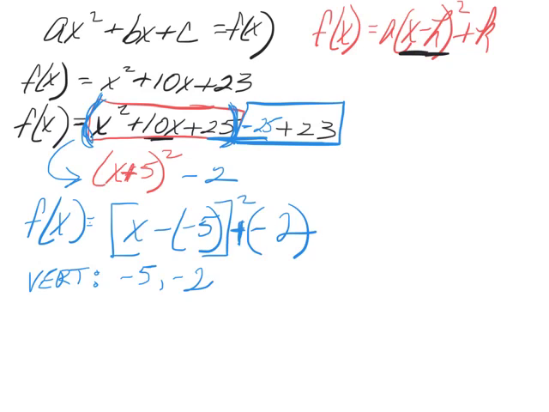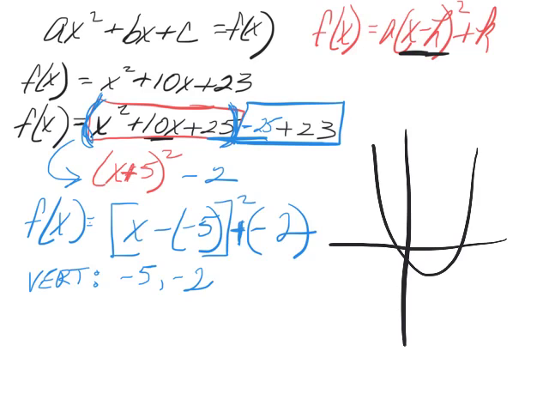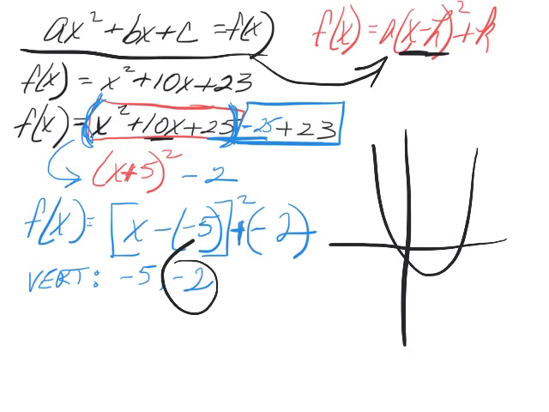So that's my vertex. My axis of symmetry will again be my h value, so my axis of symmetry is negative 5. And my minimum value of the function, because the a is positive, it's going to open up like that, so I have a minimum value rather than a maximum value, and my minimum value will always be the y value, or the maximum value will always be the y value of the vertex. So there we go. That's how you change from this form to this form, and then do a quick graph.